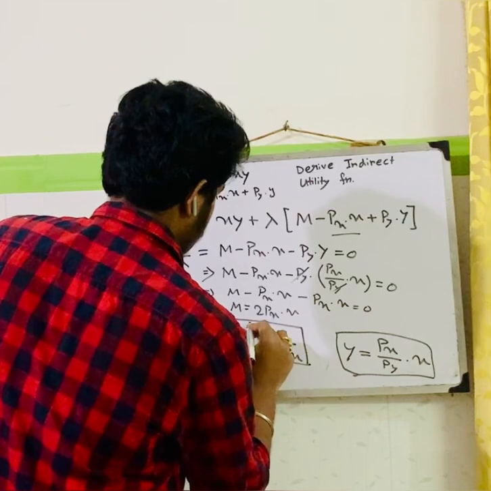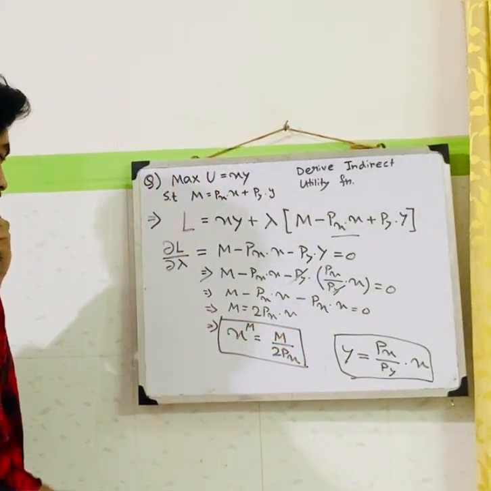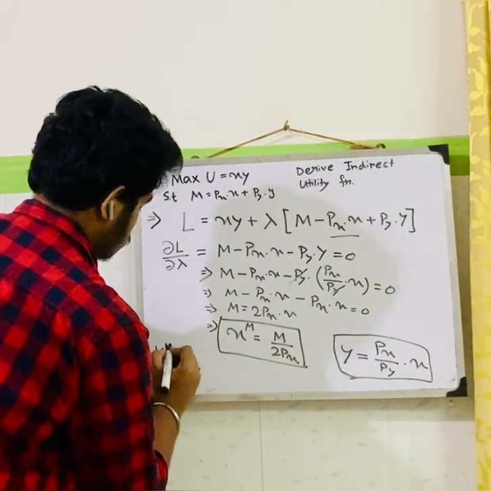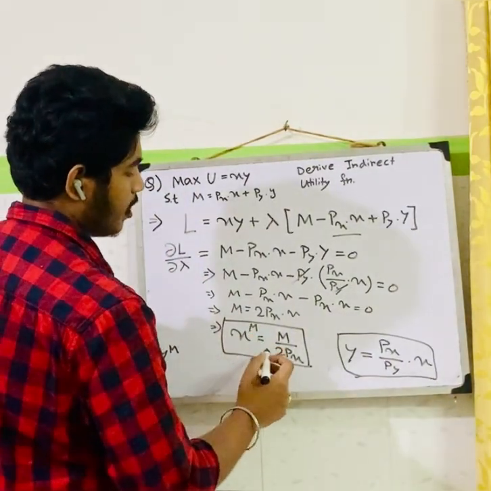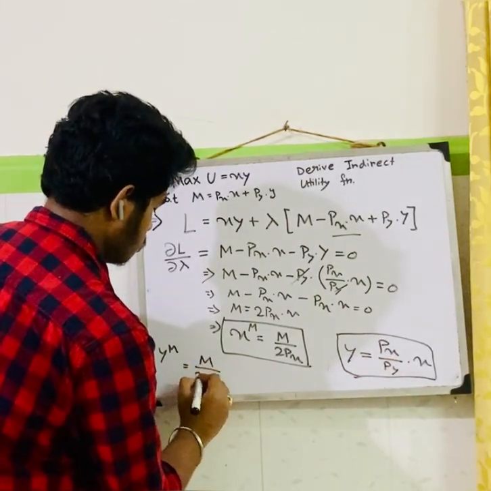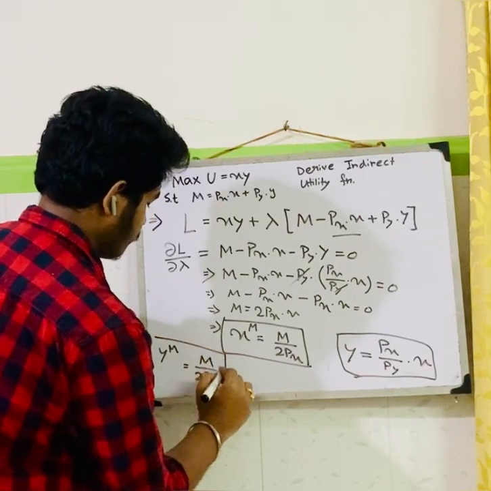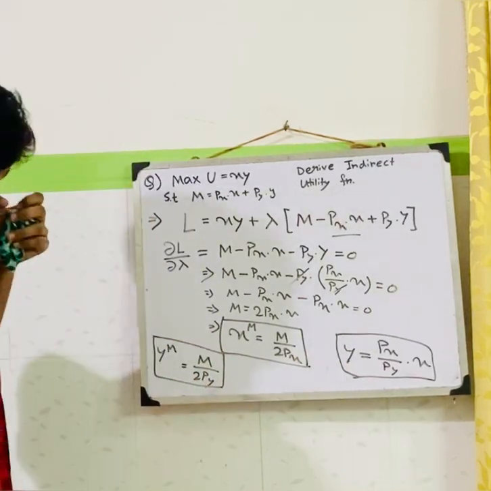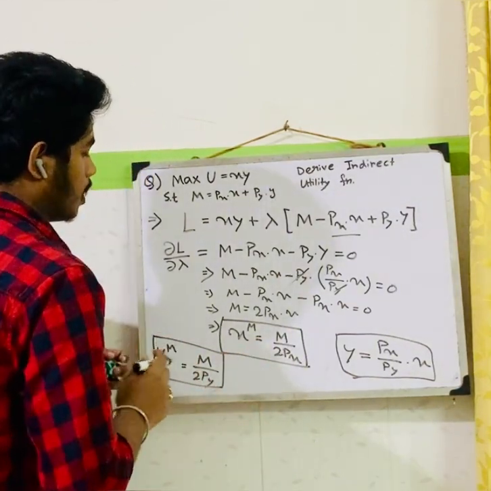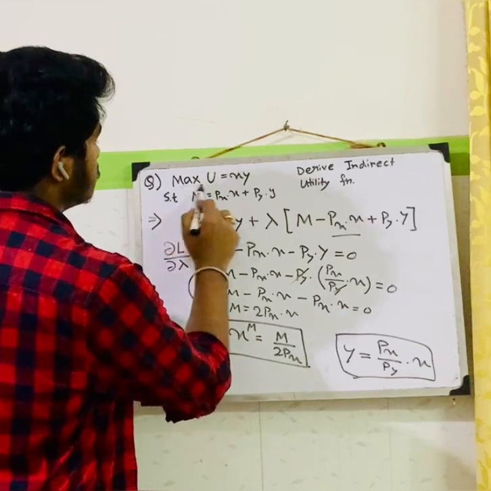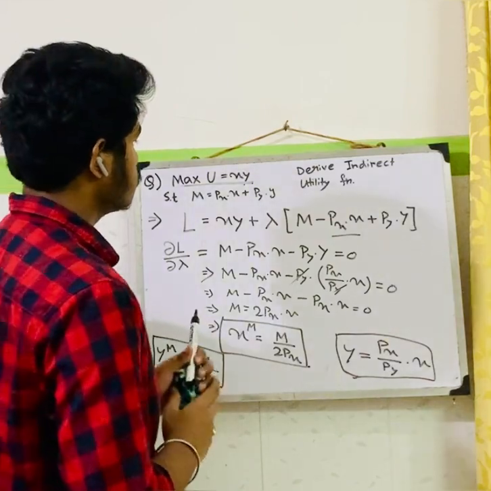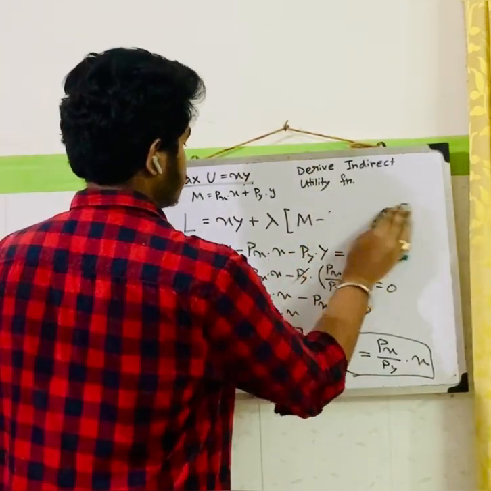So this is our Marshallian demand of x. Now we can similarly get for y. So y, it will be, just put this value of x into this, we will get m by 2 py. Now we got the value of x and y. Now we put this value into this maximizing utility function to get our indirect utility function.